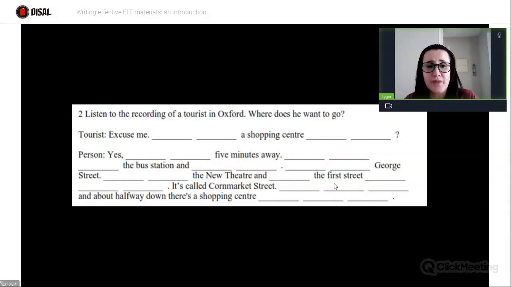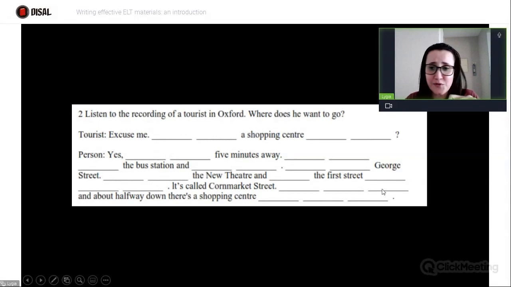Something else, another common pitfall in this type of activity. Have you noticed that the answer to the first question here is in the first line? The question is, where does he want to go? And the first line says, excuse me, blah, blah, blah, a shopping center. This is the answer to exercise 2. It wouldn't even be necessary for students to listen to the audio to find the correct answer.